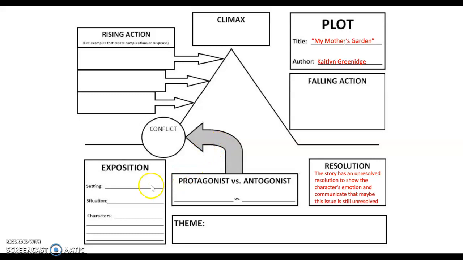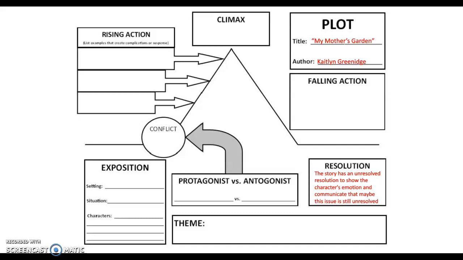Okay, you're back. And we're going to start with the exposition. Find the box that says exposition. Now, in order to help guide you through this plot chart, it's going to help you to have your My Mother's Garden text out, to look at any of your annotations, to reread certain parts of the text. That will help you fill in these answers. So, exposition just basically means the introduction of the story, how the story's starting off. What we learned at the beginning, it just gives us an overview of the text.